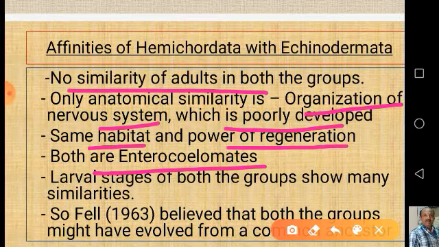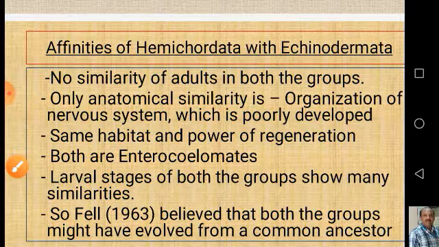That means, in the enterocoelom, mesodermal pouches evaginate from the wall of the archenteron into the blastocoel, and are fused with one another to form the enterocoelom. And the larval stages of both the groups show many similarities. Just now we have discussed that there is no similarity of adults, but the larval stages of both the groups show many similarities. That's why Fell, a scientist in 1963, believed that both the groups might have evolved from a common ancestor.